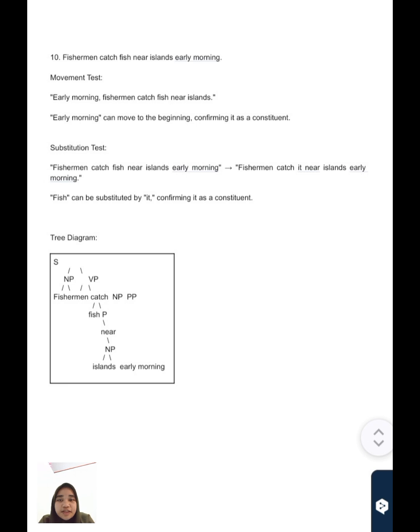And the last is: fishermen catch fish near islands early morning. In movement test: early morning, fishermen catch fish near islands. "Early morning" can move to the beginning, confirming it as a constituent. And in substitution test: fishermen catch it near island early morning. "Fish" can be substituted by "it", confirming it as a constituent.